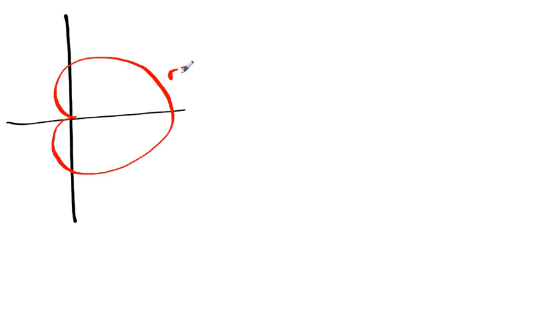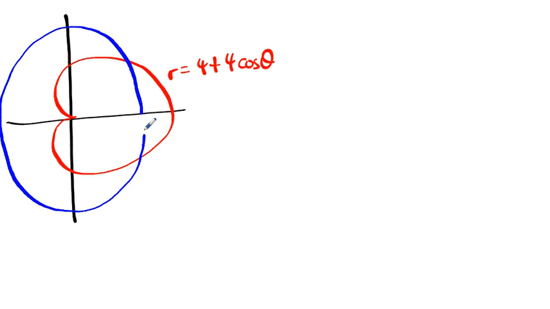This curve is 4 plus 4 cosine theta. This curve is r equals 6. I'm interested in this area, the area that is inside of her and outside of him. I'm interested in this area.